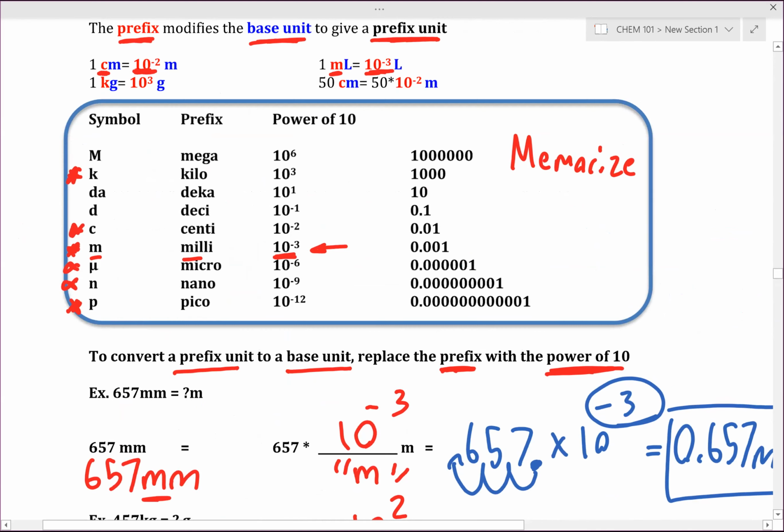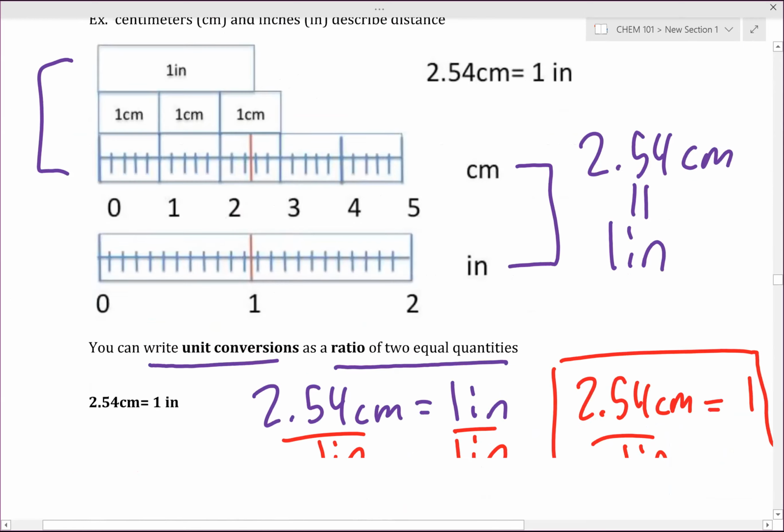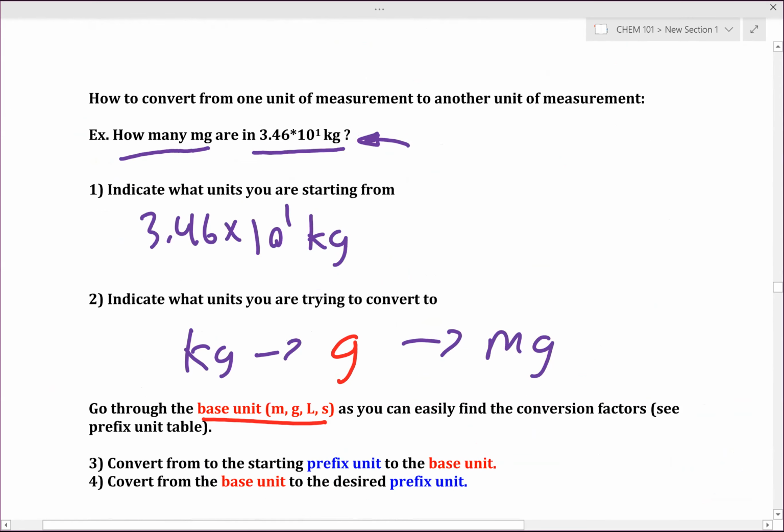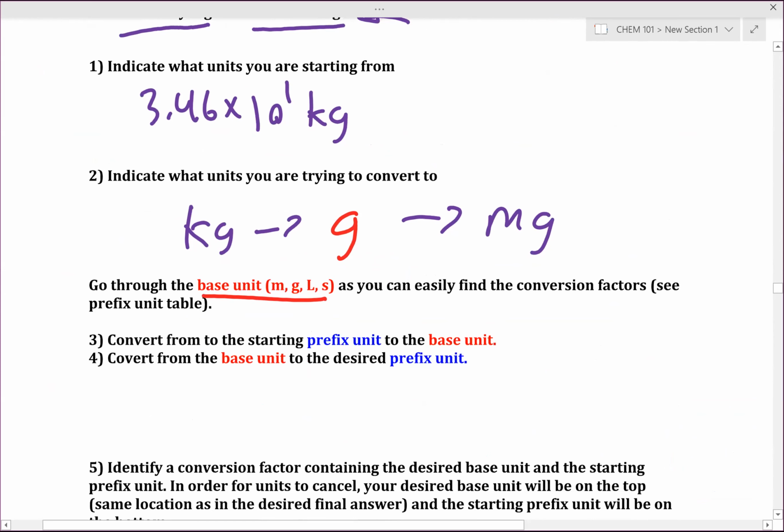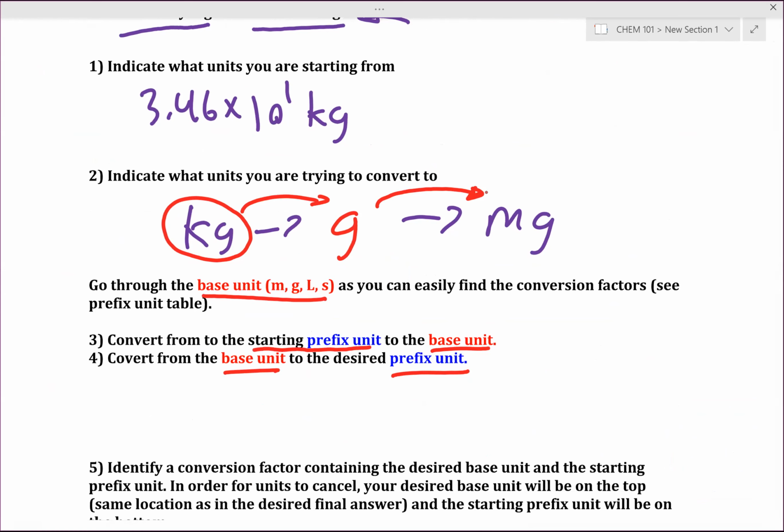And this allows us to go between prefix and base units really easily. Okay. So to execute upon this, we convert from the starting prefix unit to the base unit. So we went from kilograms to grams. Finally, we go from the base unit to the desired ending prefix unit. So grams to milligrams. This process minimizes error and ensures you don't have to do any extremely complicated conversion factors.